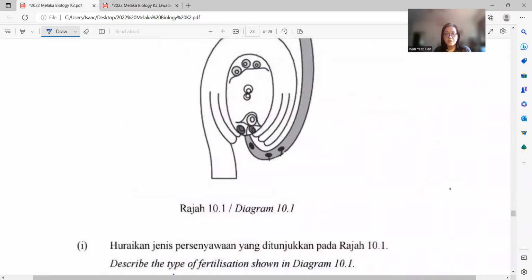So here, this is the tube nucleus that will degenerate, and then these are the two male gametes.